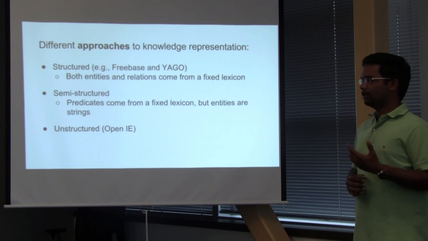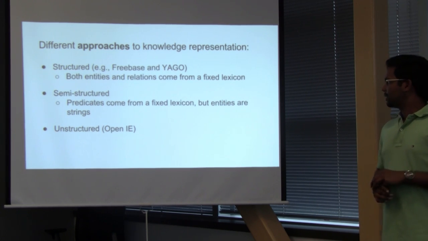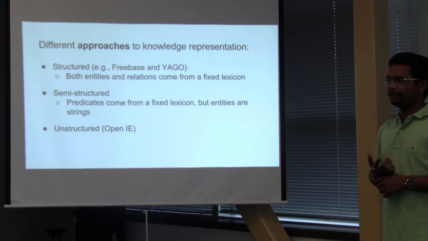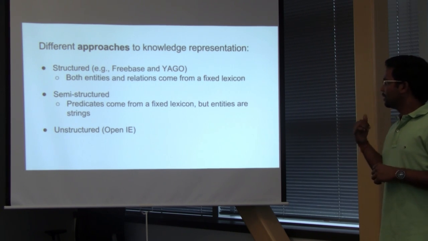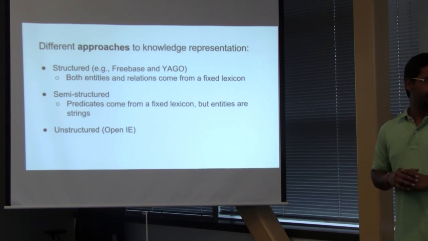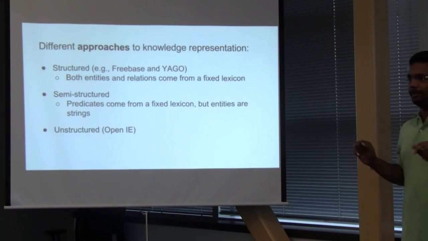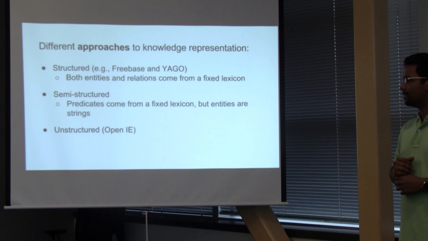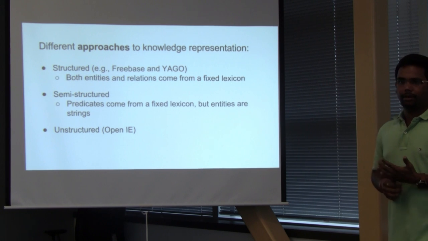So there are representation approaches like structured, unstructured and semi-structured. In structured knowledge bases, we will limit the type of relationship that we are adding. We will also limit the entities that we are allowing in the knowledge graph. That is one approach. In semi-structured knowledge graphs, we actually limit the type of relationship that we are adding, but we take the entities as strings, and we don't limit them. And in unstructured, both subjects and predicates are not limited.